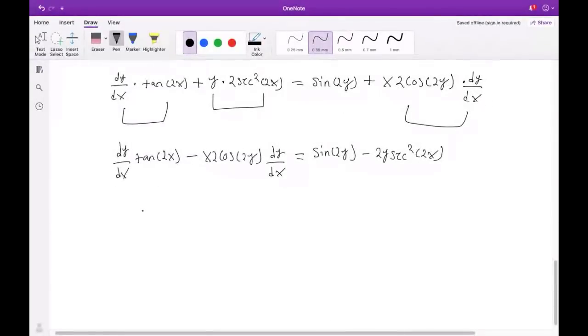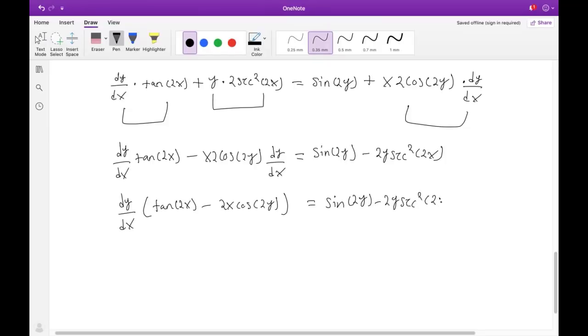Now you're going to go ahead and factor out your dy over dx. They're common in both terms. So tangent of 2x minus 2x cosine of 2y. And then that's equal to sine of 2y minus 2y secant squared 2x.